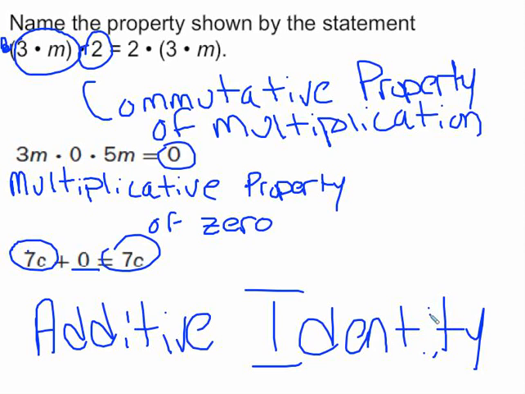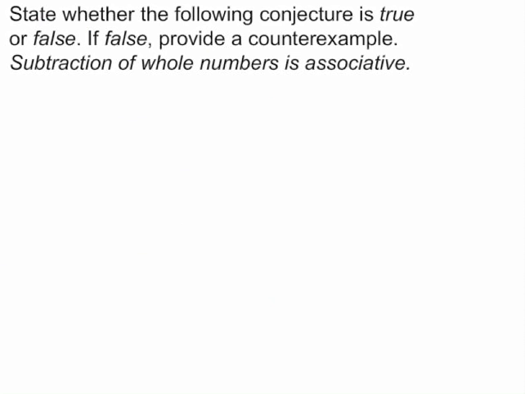So identifying the properties that are being shown by these statements, that's going to help you to remember the properties so that when you see them in action, you can pick them out easily, and then you can actually put them into action. Now, let's take a look at a counterexample problem. State whether the following conjecture is true or false. If it is false, provide a counterexample.